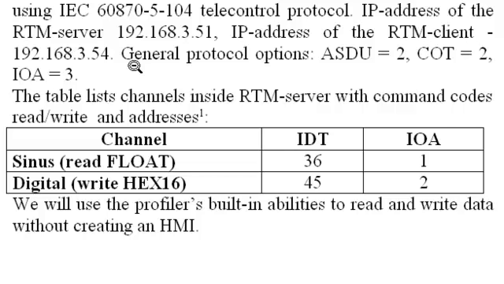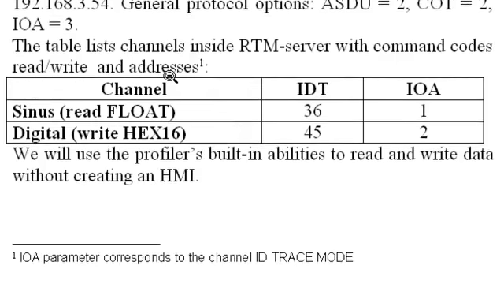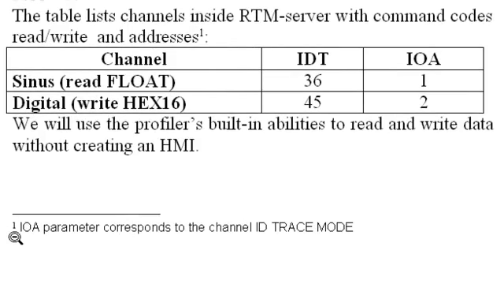General protocol options: ASDU, COT and IOA. The table lists channels inside the RTM server with command codes for writing, reading, and addresses. And the IOA parameter corresponds to the channel ID of Trace Mode.